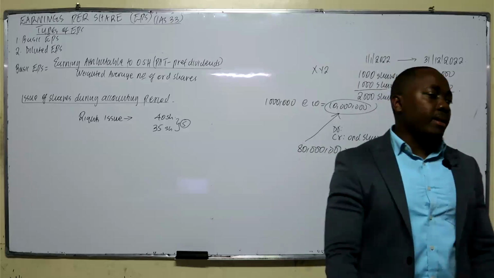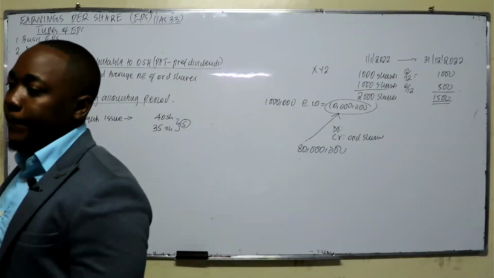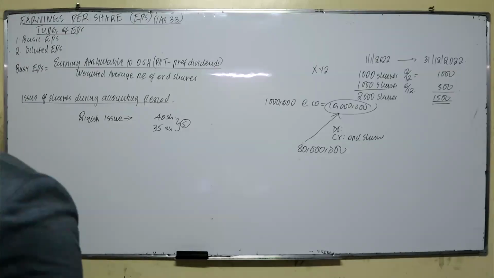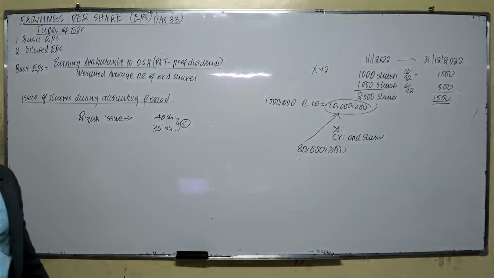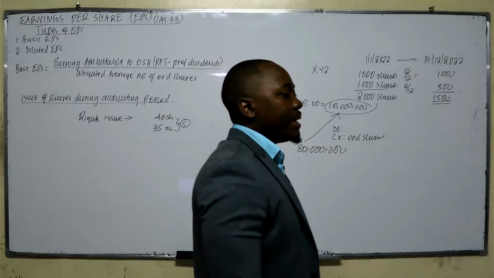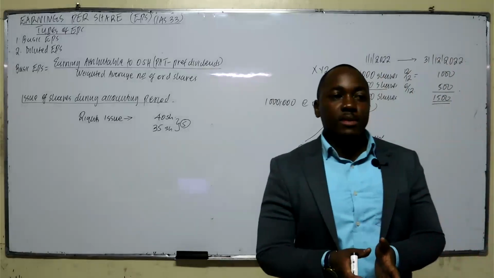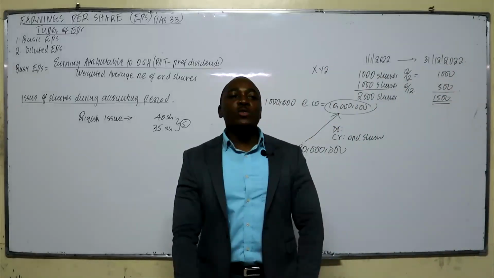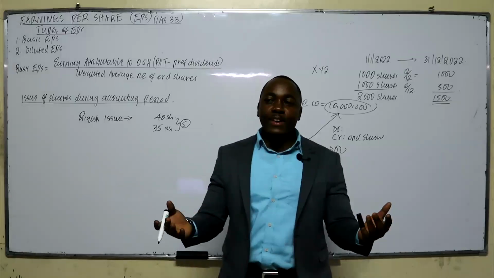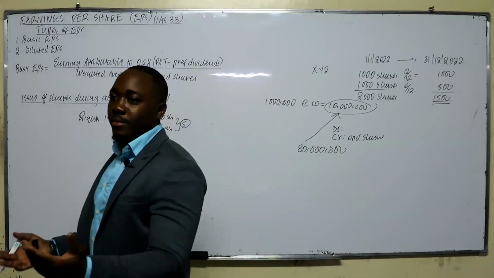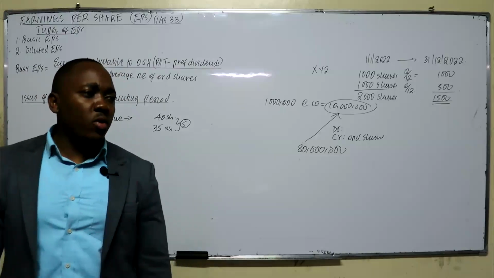Number three, share consolidation. And number four, share split. To split is the opposite of share consolidation. What is to consolidate? What is to split? And what are some of the circumstances that give rise to share split? Share split mostly happens when the market price or the offer price is too high.